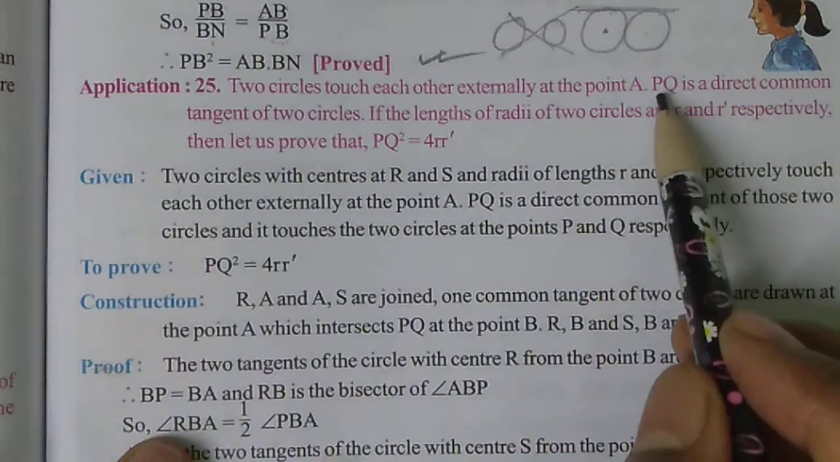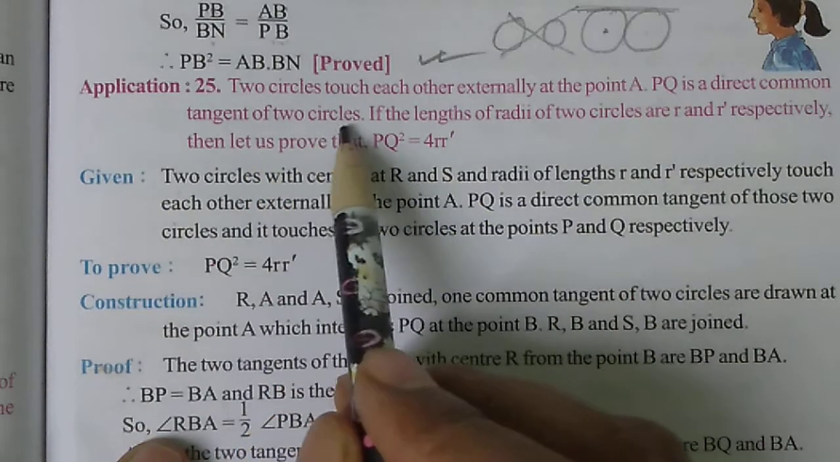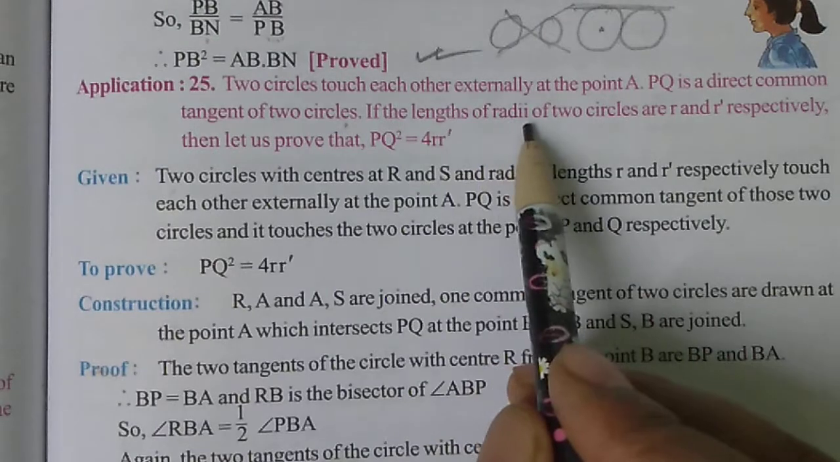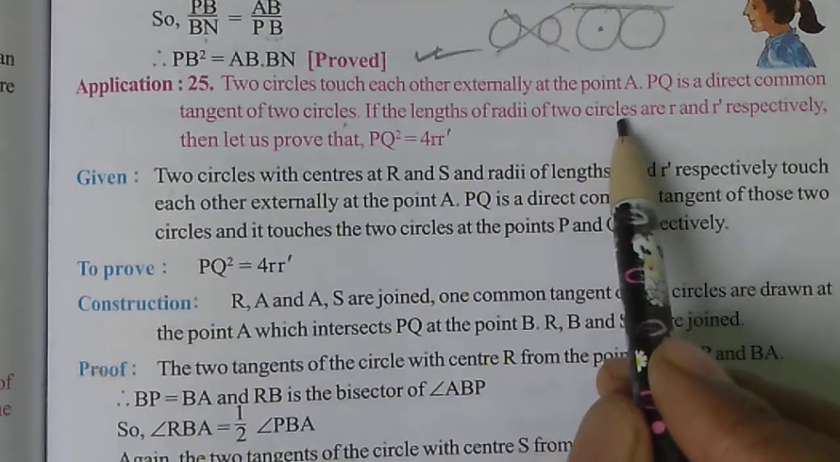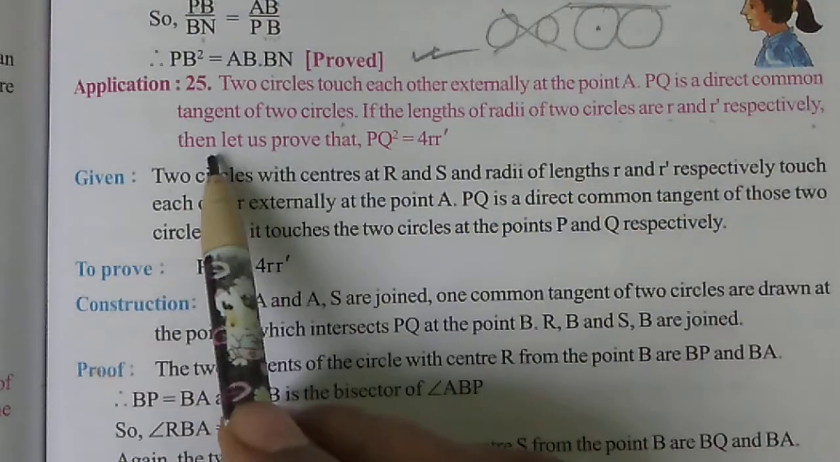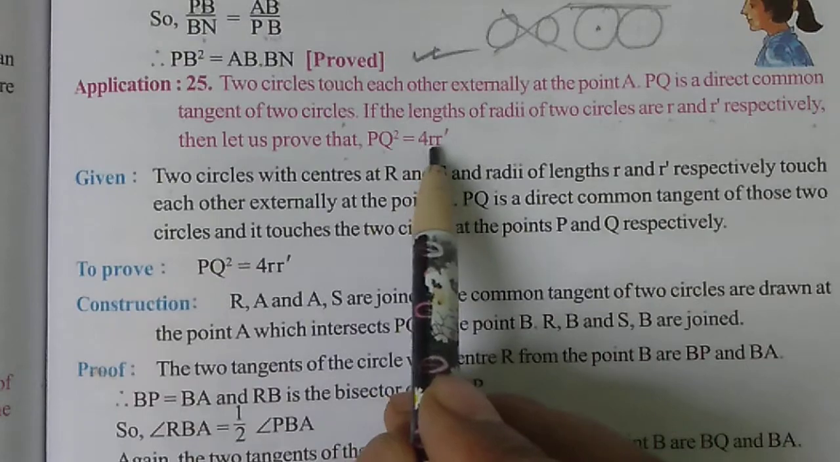Now PQ is a direct common tangent of the two circles. If the lengths of the radii of the two circles are r and r dash respectively, then let us prove that PQ square equals 4 r r dash.